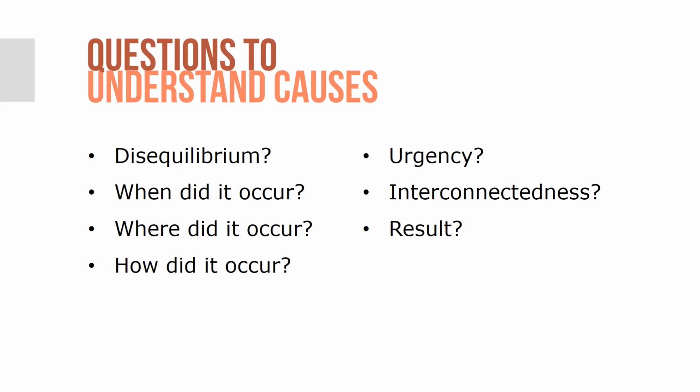Managers should ask a series of questions to specify underlying causes. They include the following. What is the state of disequilibrium affecting us? When did it occur? Where did it occur? How did it occur? To whom did it occur? What is the urgency of the problem? What's the interconnectedness of the events? And what result came from which activity?